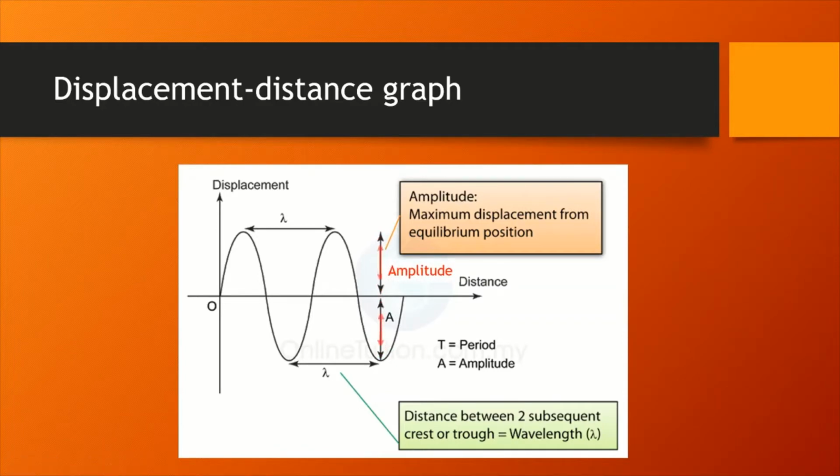Then wavelength. Wavelength is the distance between two consecutive crests or troughs. If you look at this crest to the next crest, this distance is the wavelength. Same here, trough to the next trough, this is the wavelength. So from a displacement against distance graph, we can determine the amplitude and the wavelength.